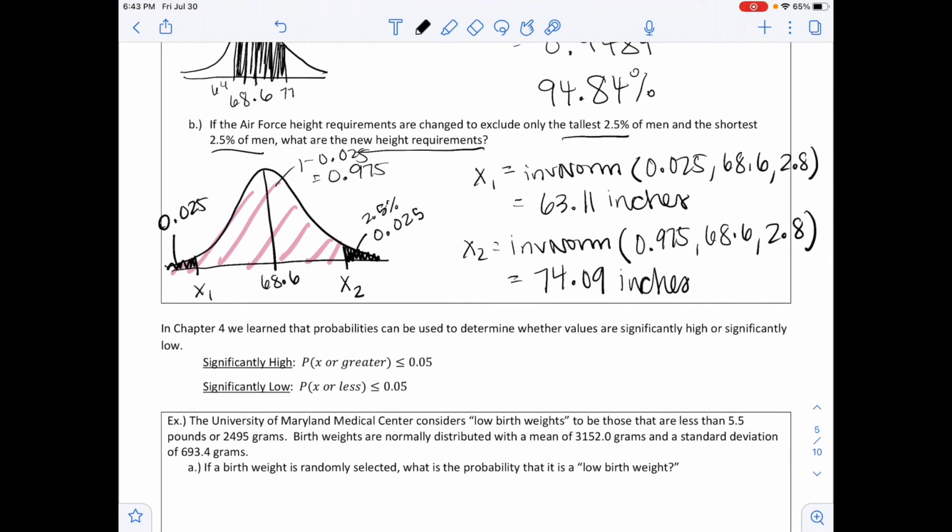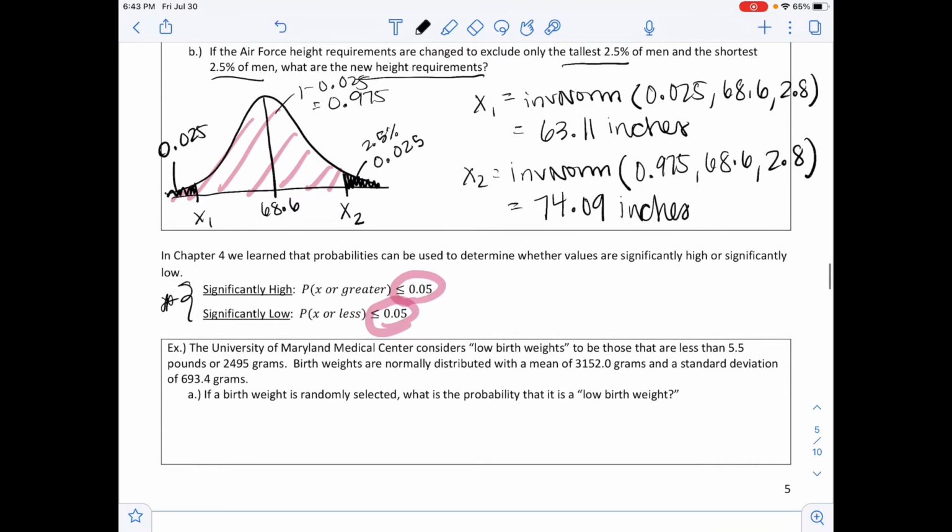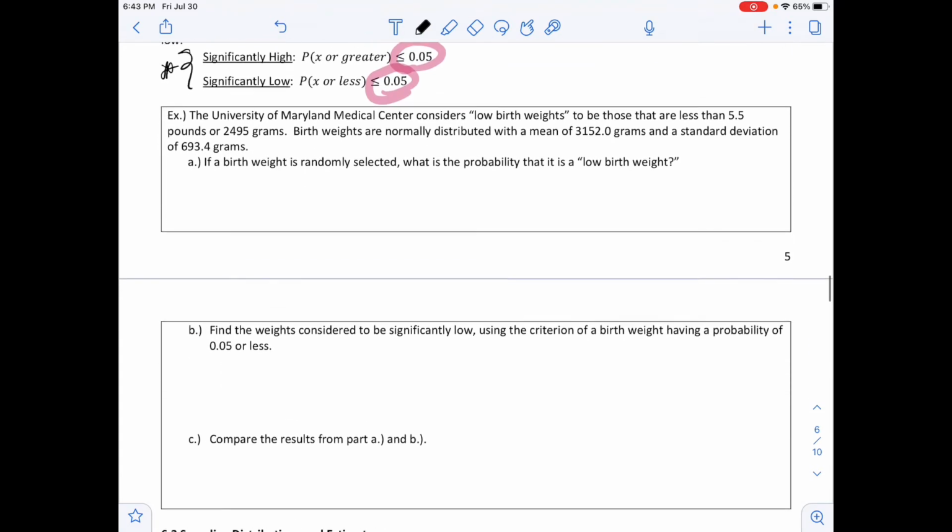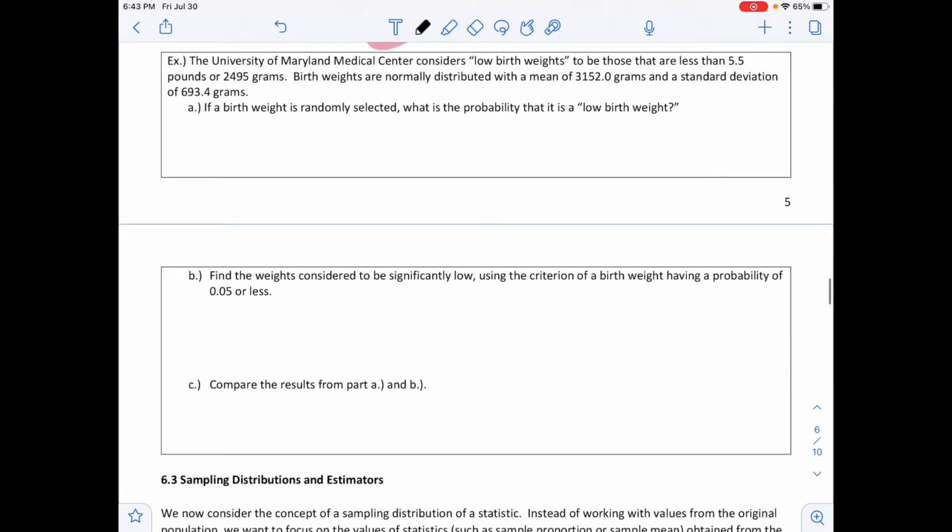So right below this, it says in Chapter 4, we learned that probabilities can be used to determine whether values are significantly low or significantly high. Like we looked at earlier, that probability that we would have for both of these would be less than or equal to 0.05, meaning that it's very unlikely to happen. So right below this, we have another example.